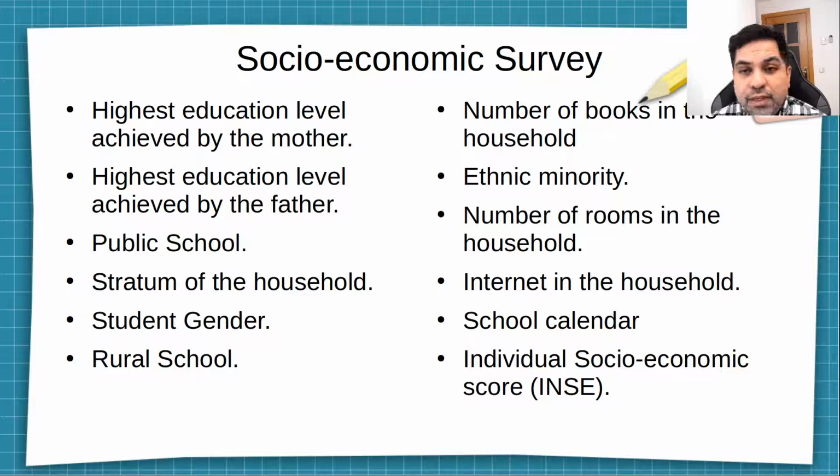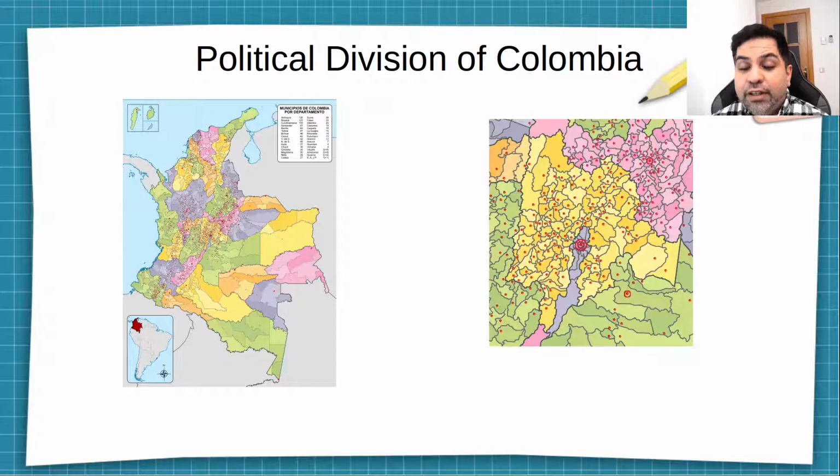The socioeconomic survey includes variables like those shown on the screen. All of these variables are categorical except the last one. For example, the number of rooms in the households has some ranges: 2 to 3, 3 to 4, 4 to 6, something like that. Another thing that we'll be talking about today has to do with the political division of Colombia. Colombia is divided into 32 departments, and each department is divided into municipalities. There are 1,118 in total. Those municipalities will be our small areas.